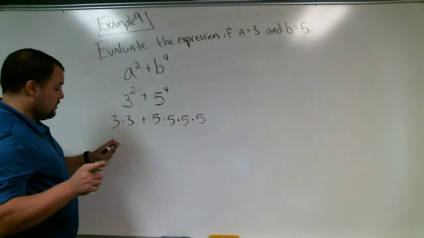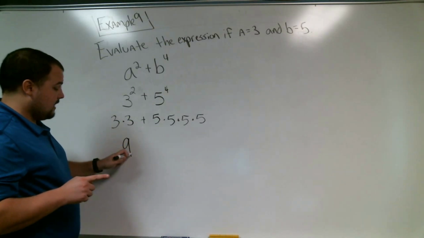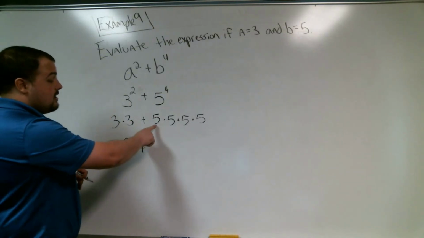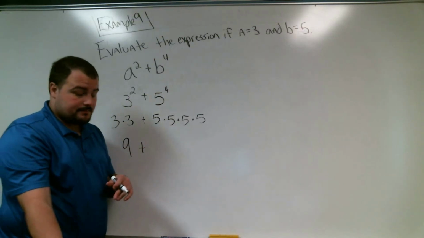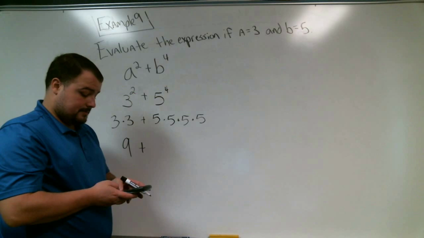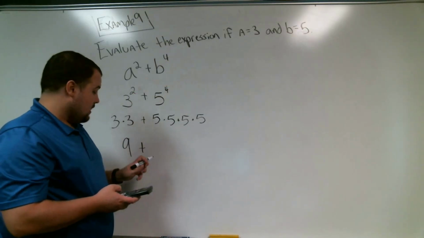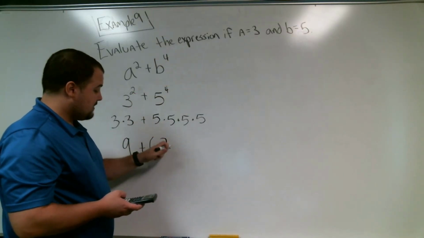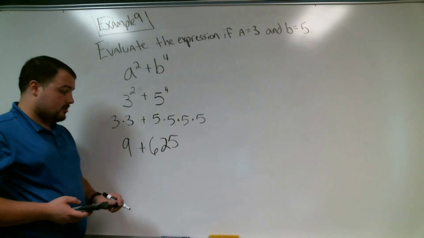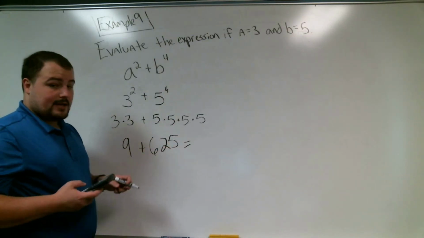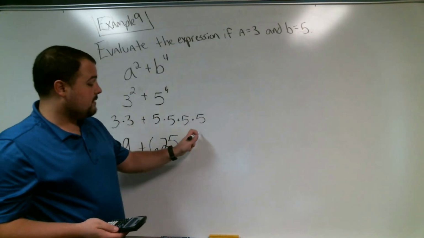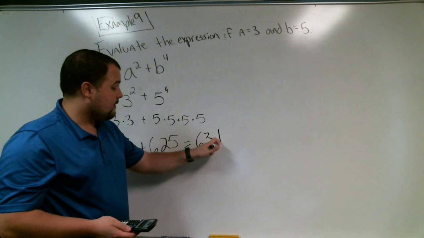3 times 3, I know that one without a calculator. That's 9. If you need a calculator to check that, you can. So I have 9 plus. Now I'm going to use a calculator to solve this. I'm going to type in my calculator 5 times 5 times 5 times 5. And this means that we have 625. So this problem is 9 plus 625. Now I can do that in my head. If you need to use your calculator to check that, that's okay. This is actually going to be 634.